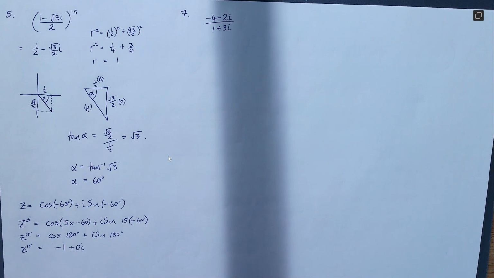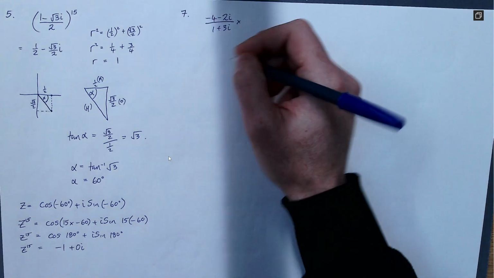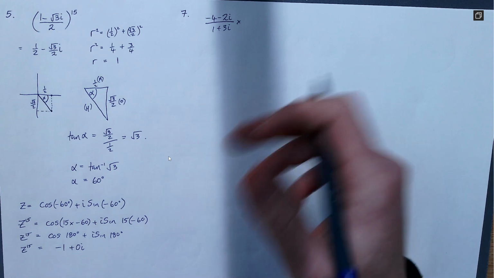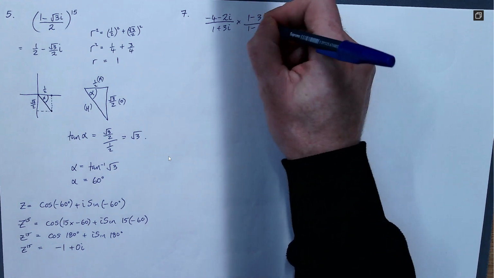How do you divide in complex numbers? Multiply top and bottom by the conjugate of the bottom. So the conjugate of the denominator is 1 minus 3i, so we multiply by 1 minus 3i.